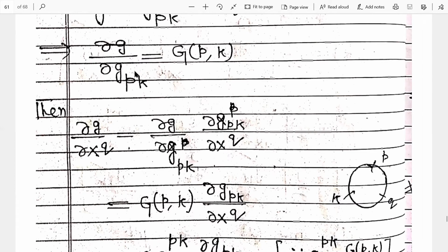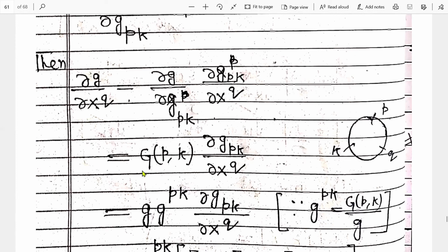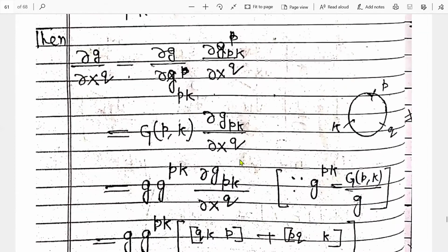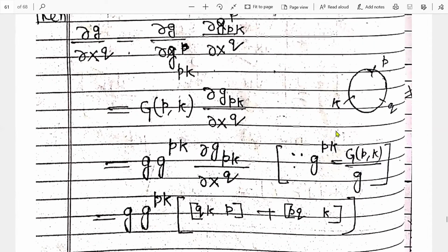Now from this, substitute its value. So it will become this value G^pk, curly g_pk by curly x_q, right? Now, what is the value of G^pk? Contravariant. This is cofactor over determinant, right? Now substitute the value of G^pk, capital G^pk. So this is g into g^pk and remaining curly g_pk over curly x_q.